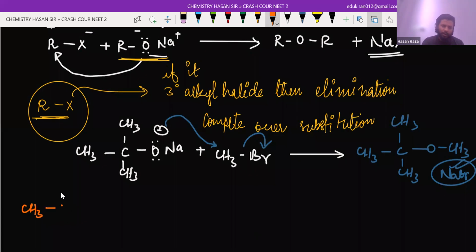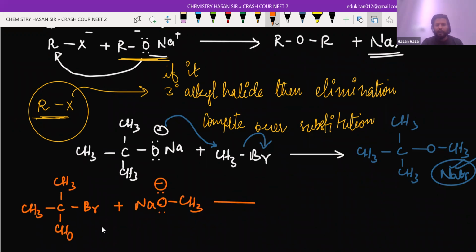But if you are going to have a tertiary alkyl halide, I'm going to show you. This is your tertiary alkyl halide, CH3, CH3, and this is your Br. And if you use this O negative with CH3, as you can see, the halide is tertiary, so elimination will compete over substitution. Here, what will happen first? This will have negative, this will have positive, so they both combine to form NaBr. This is your byproduct, NaBr.